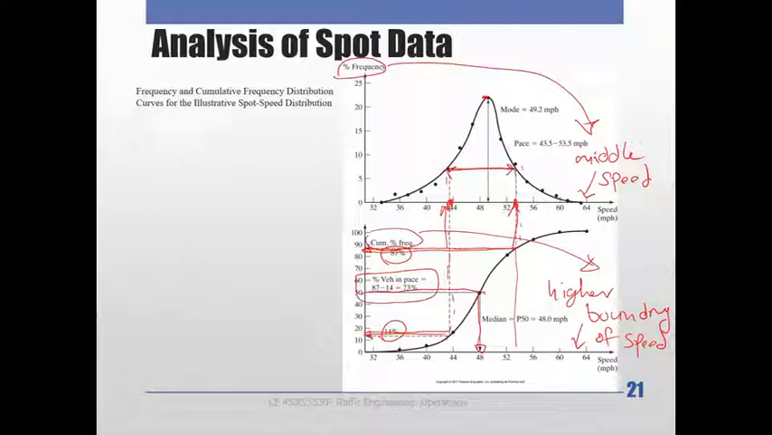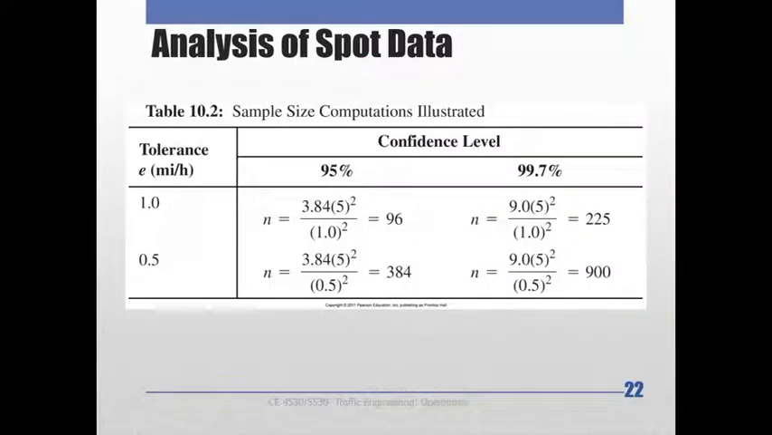So from the graph, if I give you in the midterm exam a graph like this, you need to be able to provide me with the modal speed, the pace, you need to get me the median, and you need to get me the variance as well, which is 85th percentile speed minus the 15th percentile speed divided over 2.